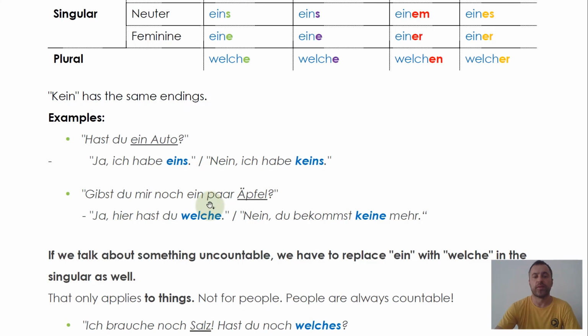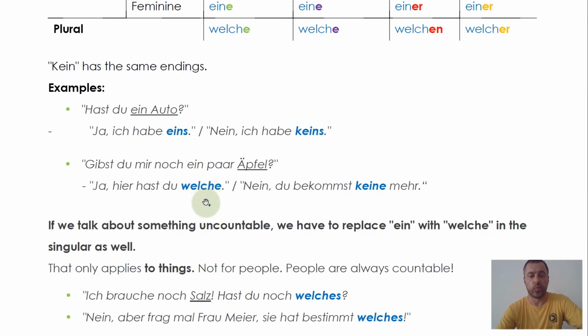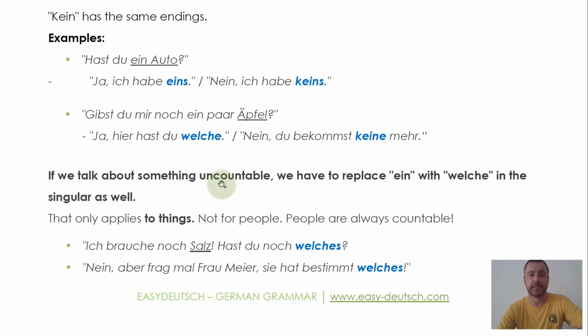Gibst du mir noch ein paar Äpfel? So, do you give me a few more apples? Ja, hier hast du welche. Nein, du bekommst keine mehr. So, yes, there you have some. No, you don't get any apples anymore. Here, it's hard to do it in English. At least for me, it sounds a little bit weird. So, welche can only replace ein, not kein. So, here it's plural. And it only works in plural unless it's uncountable.